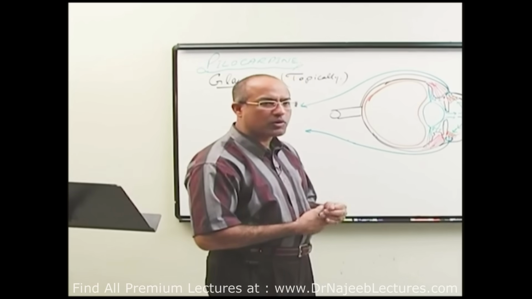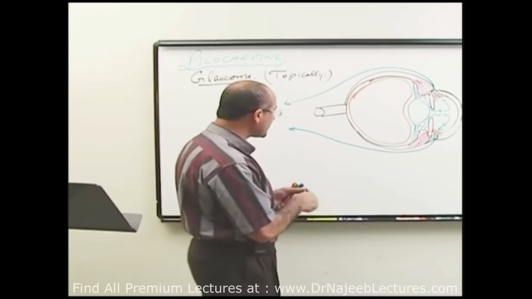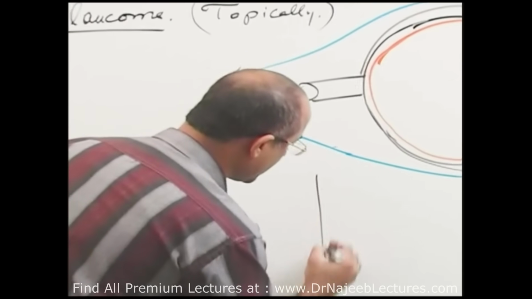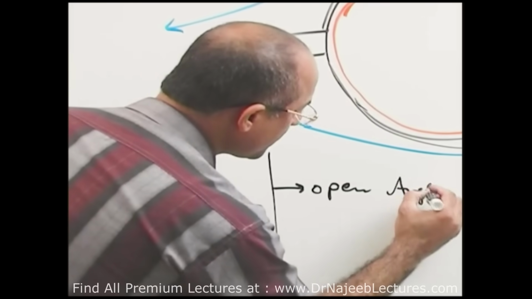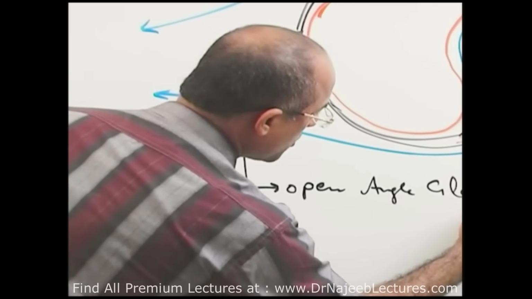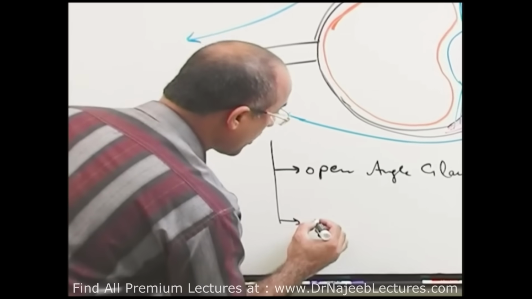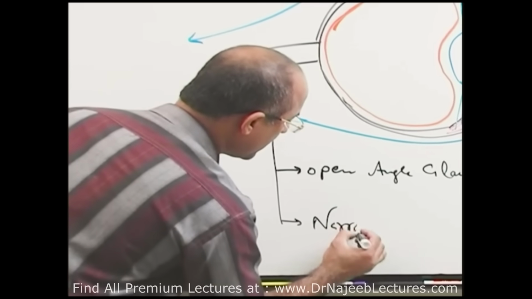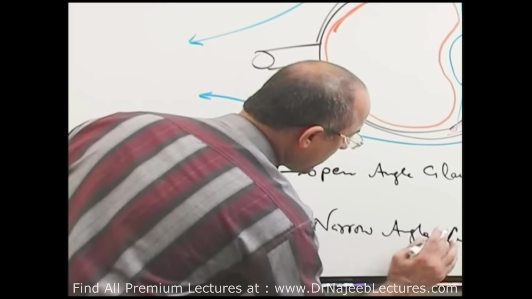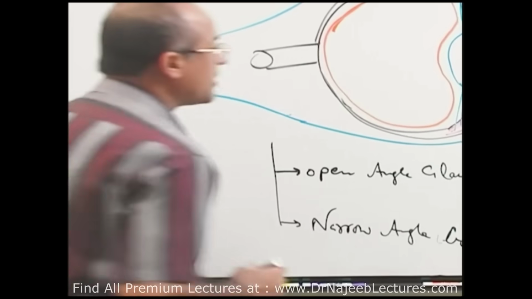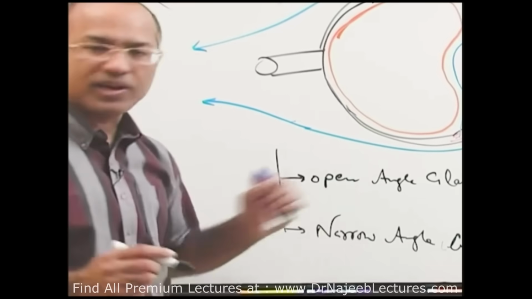Right, so we were talking about glaucoma. I was saying that there are two types of glaucoma. There is open angle glaucoma and closed angle or narrow angle glaucoma. It's the same thing, narrow angle or closed angle glaucoma. Now, first I will explain open angle glaucoma.